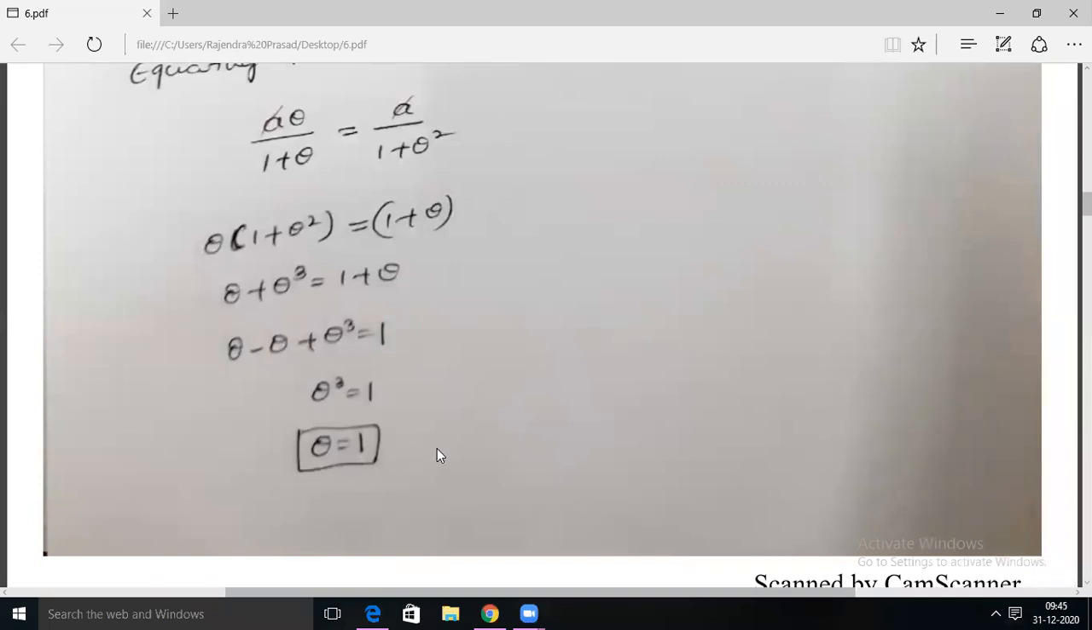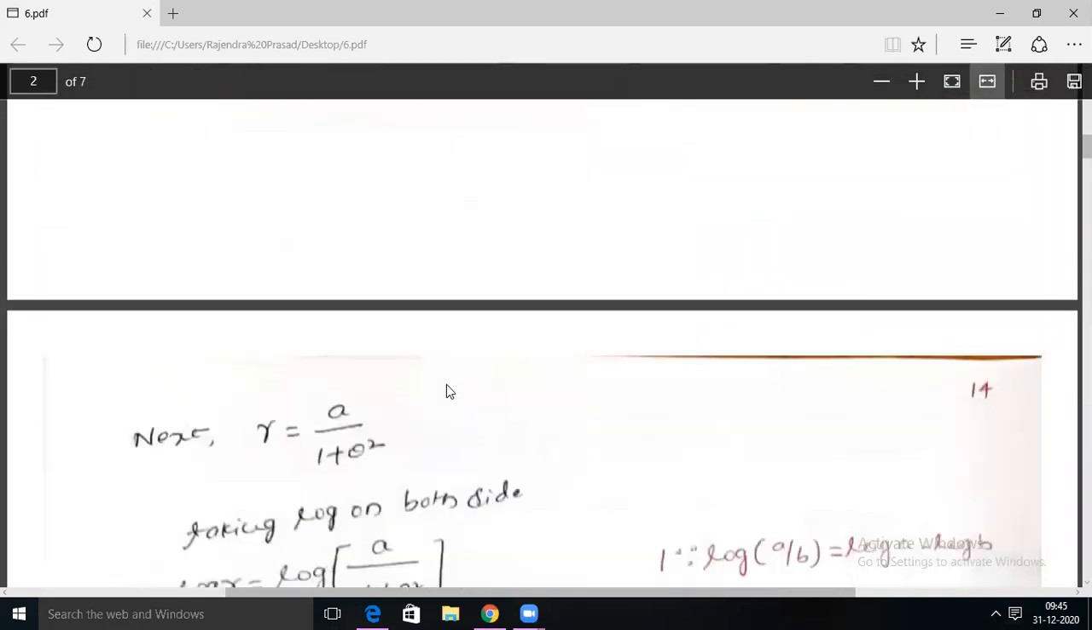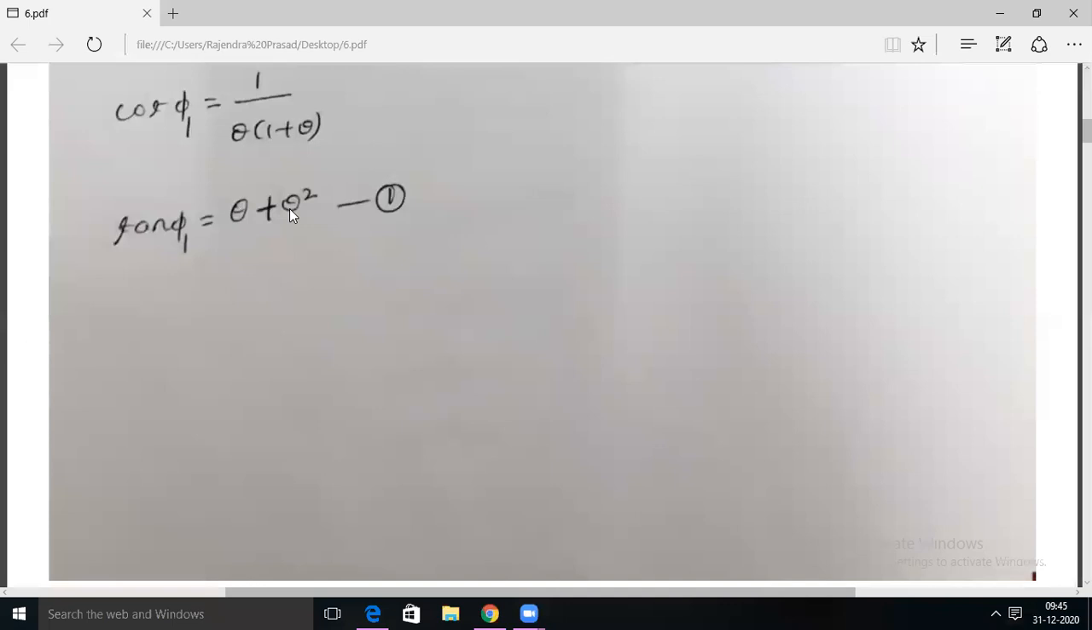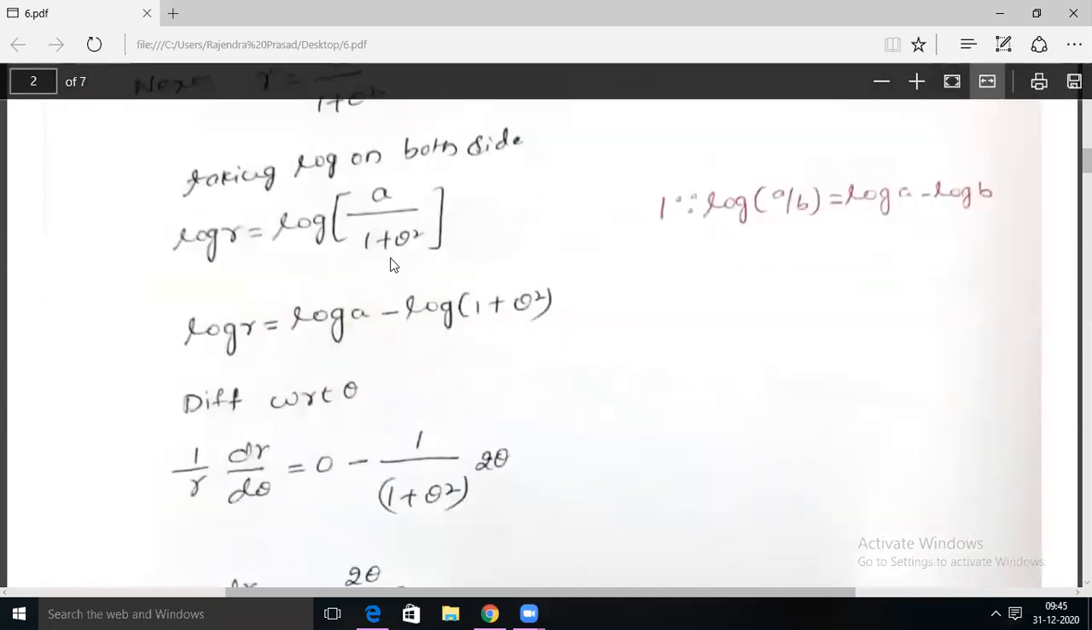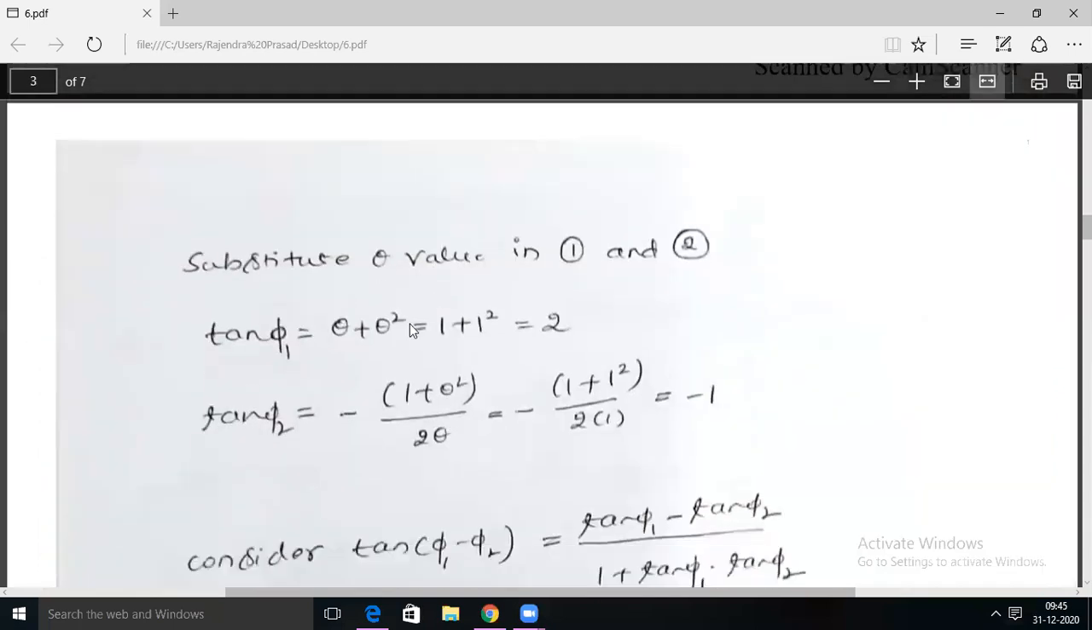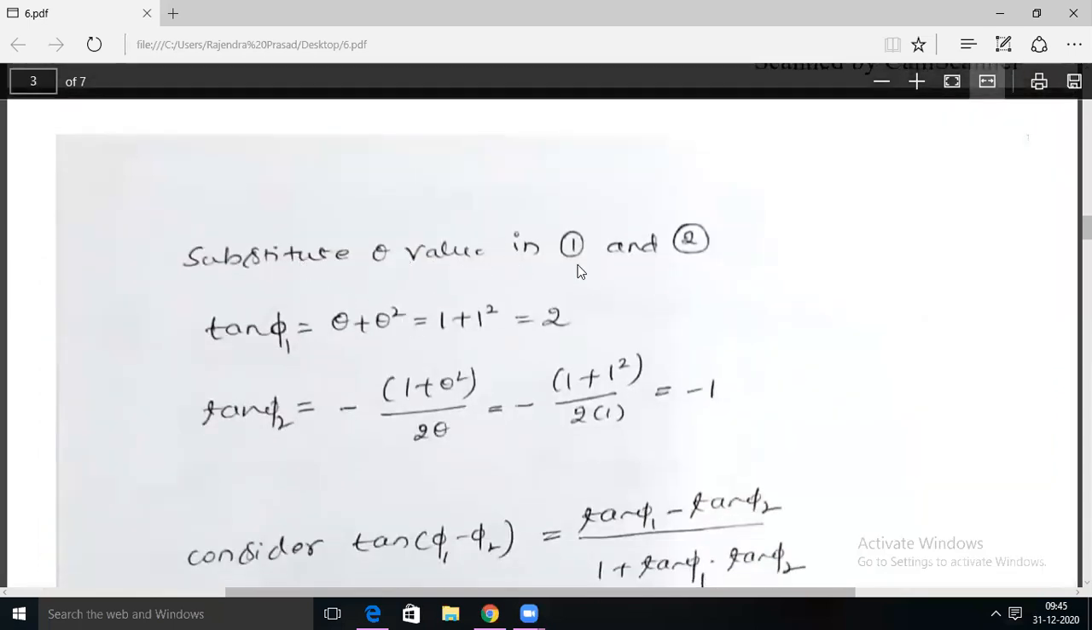So solving the given pair of curves, we get the theta value. We have to substitute the theta value in equations number 1 and 2. In equation number 1, we have tan psi 1, and in place of theta we substitute 1: 1 plus 1 square, obviously it becomes 2. In tan psi 2, we have 1 plus 1 square upon 2 into 1. So we substitute the theta value in 1 and 2.